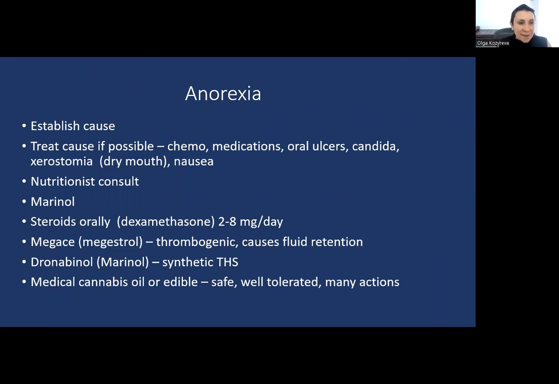Anorexia, poor appetite. We need to establish the cause, right? And potentially the cause can be chemotherapy itself, medication, can be depression, I didn't mention here, can be oral ulcers, it can be oral candida, it can be dry mouth, pretty common, nausea, right? So anorexia is complex and requires time, attention to details, frequently a nutritionist consult, and we're blessed to have cancer nutritionists who can take time and talk to the patient.